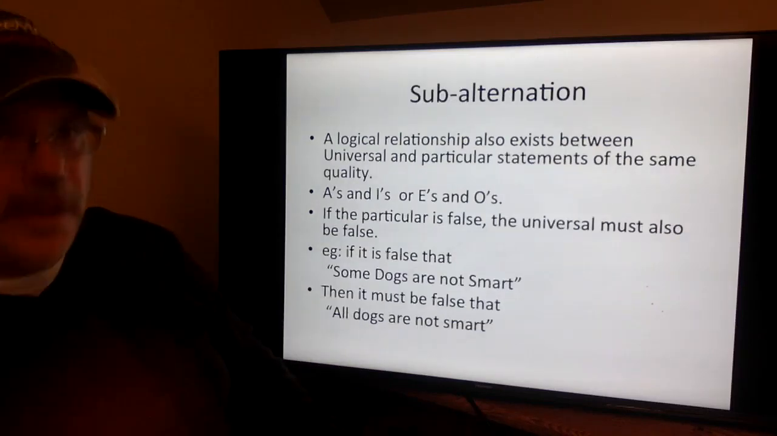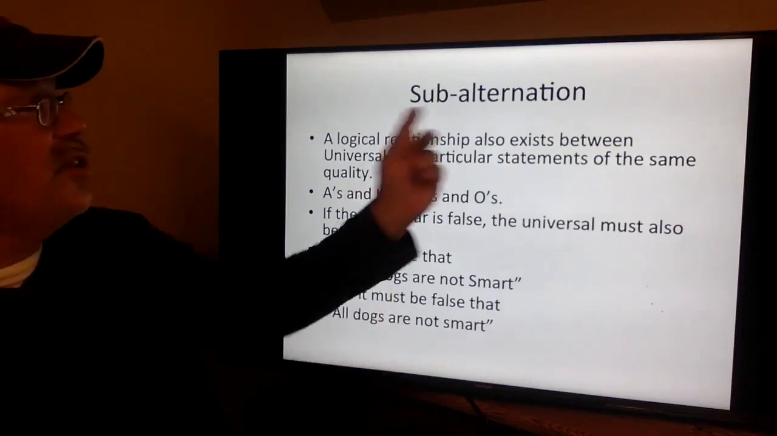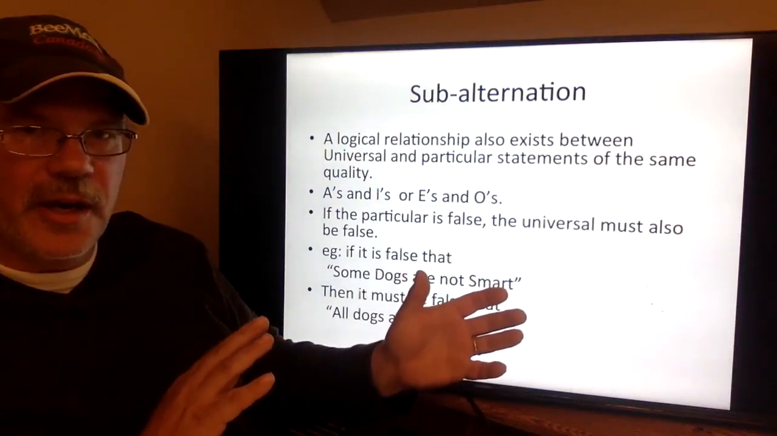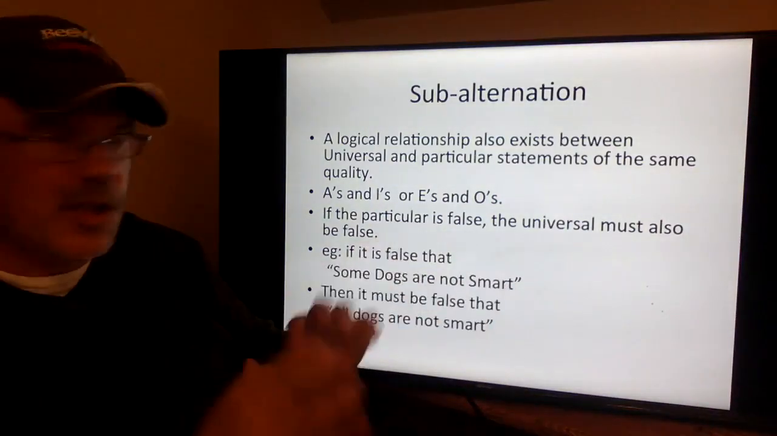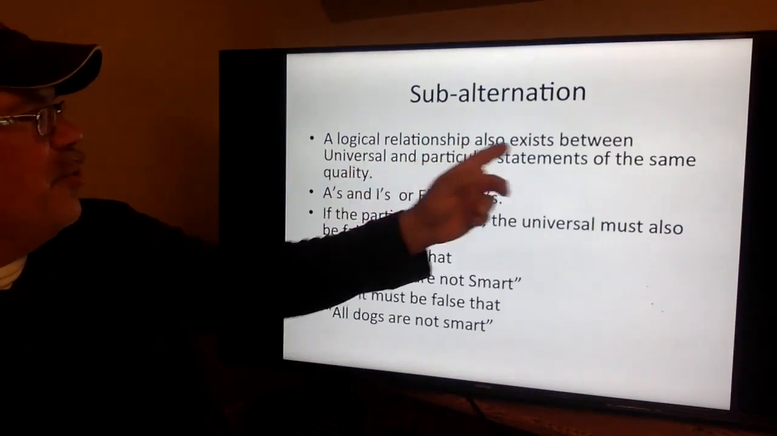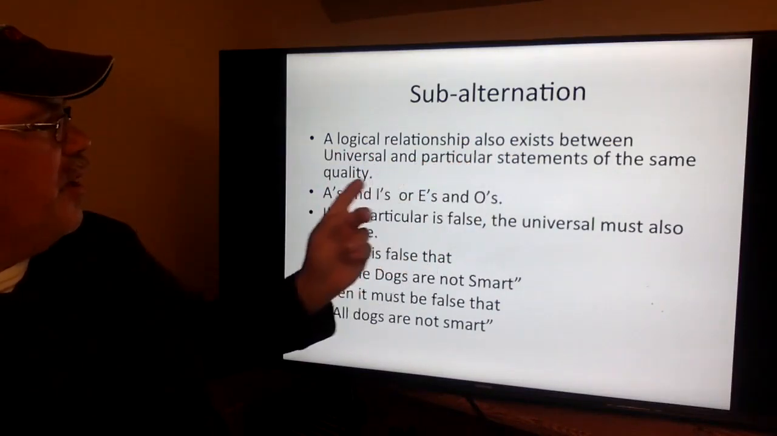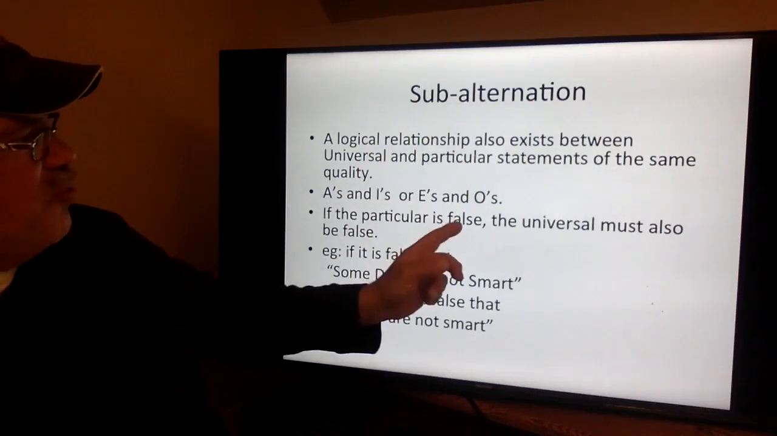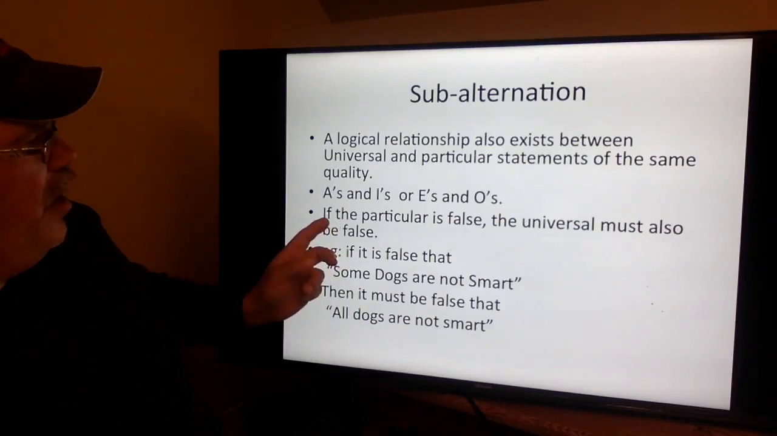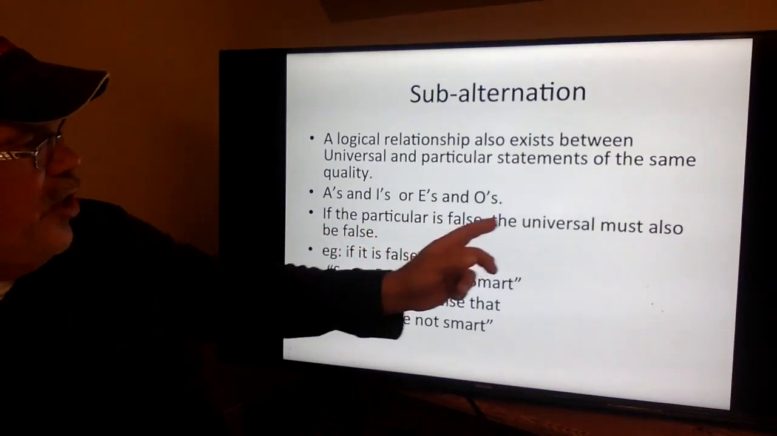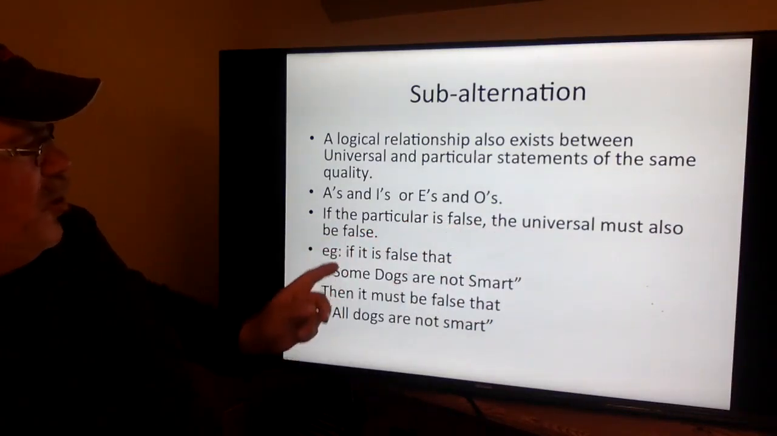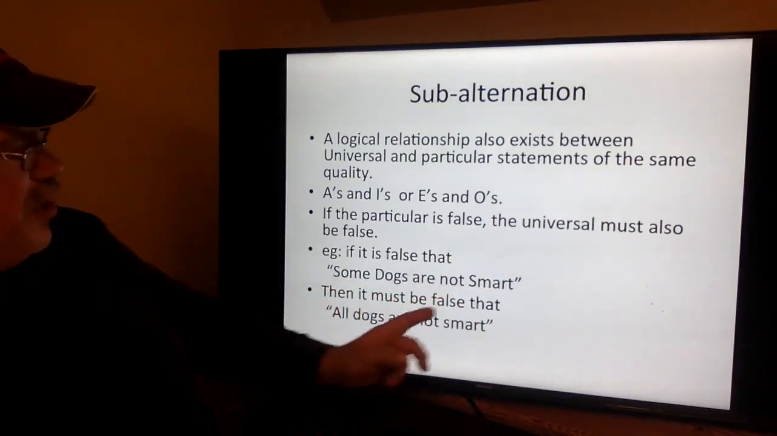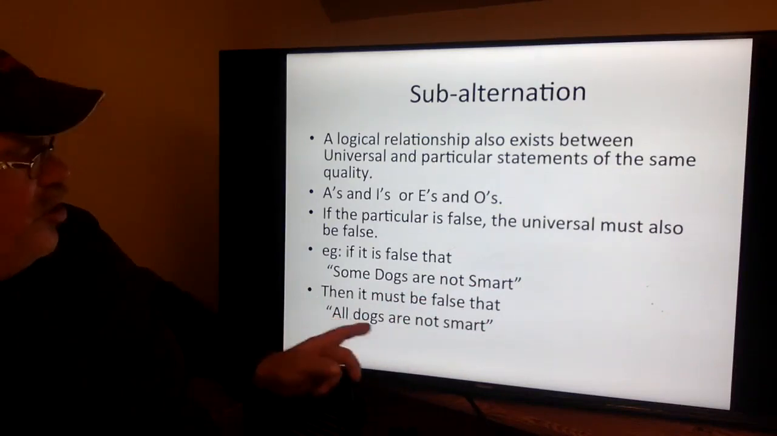The last one, thank goodness, subalternation. You probably saw that coming, right? We had contrary, subcontrary, alternation, subalternation. This is the logical relationship between the universal and the particular of the same quality, so that's the alternation part. But now it's sub because we're talking false. If the particular is false, the universal must also be false. So if it's false that at least one dog is not smart, then it must be false that no dogs are smart.